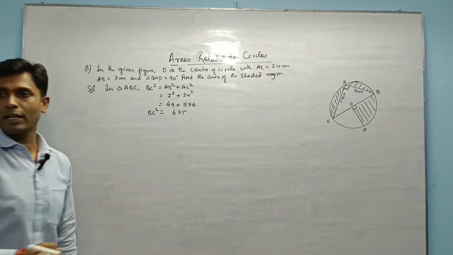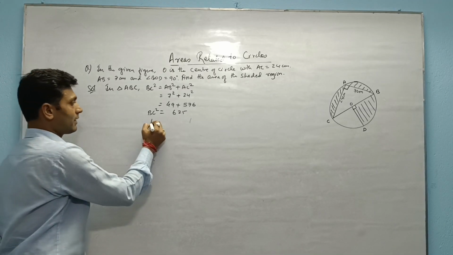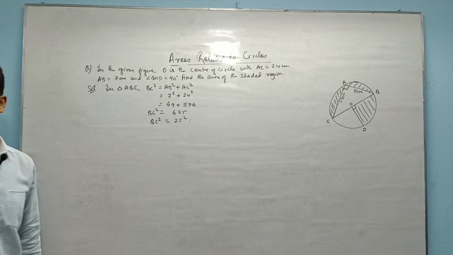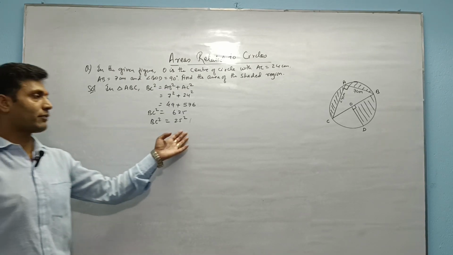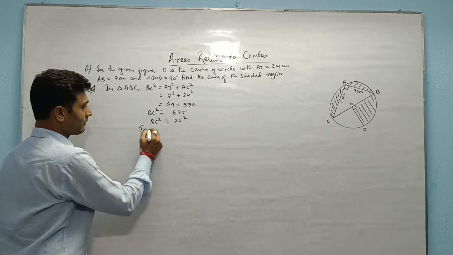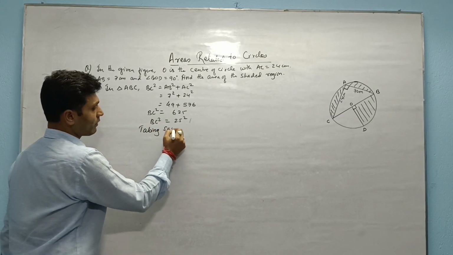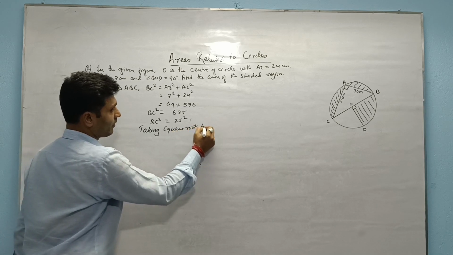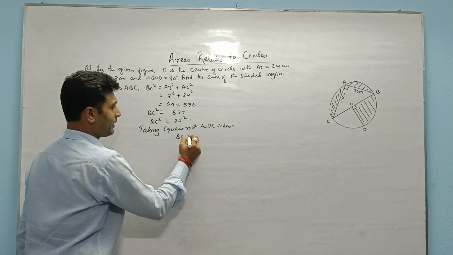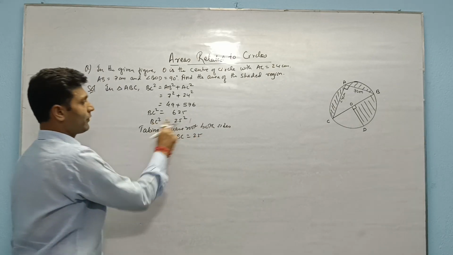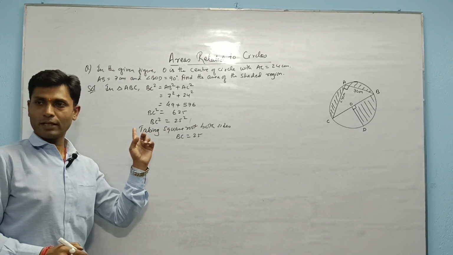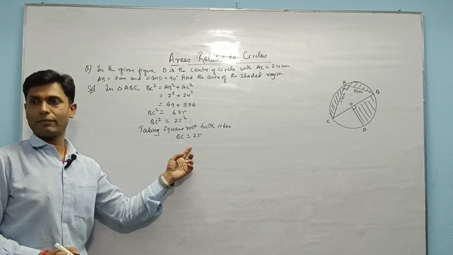BC square is 625. So what is BC? Can I write BC square is equal to 25 square? Right? Because the square of 25 is 625. Clear? Now taking square root both sides, what will you get? If you take the square root on both the sides, then square and the root will get cancelled, right? You get BC is equal to 25.